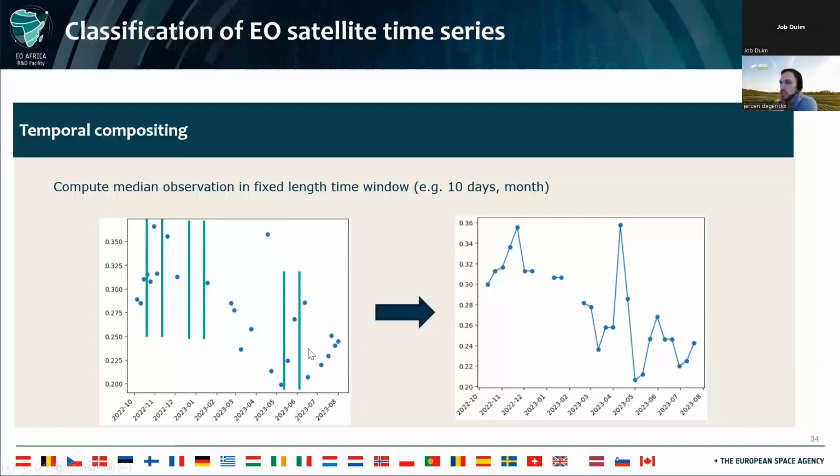So what we typically do is take a fixed time window, for instance, 10 days or 1 month, and for each time window, we compute the median observation within that window. For each space between these two lines, we summarize all the data points available to just one median observation. The result of this temporal compositing is shown here on the right, so you have a more regular time series available in the end. Obviously, where the original time series didn't have any observations, you will create a data gap. That is why in the previous slides, we mentioned that you additionally need interpolation to get rid of these data gaps.